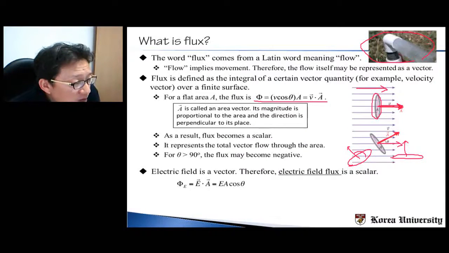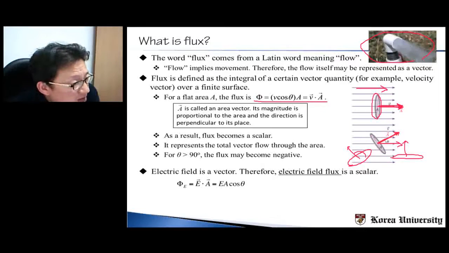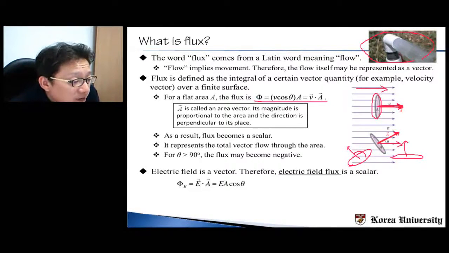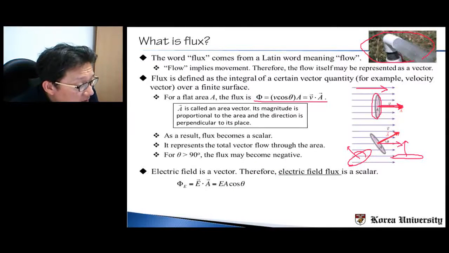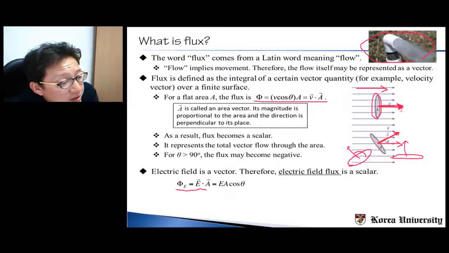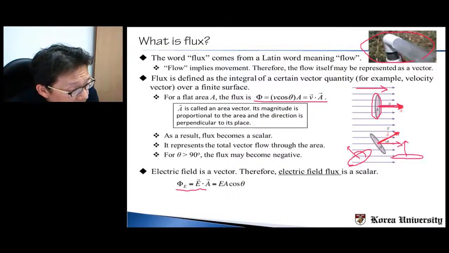Okay, and in fact, what we want to describe in this chapter is not the flux of the velocity, but the flux of electric field. So therefore, following the same convention, we will define the electric field flux as a dot product between the electric field and the area vector. Okay. Isn't that simple? Okay, remember this is the definition of the electric field flux.